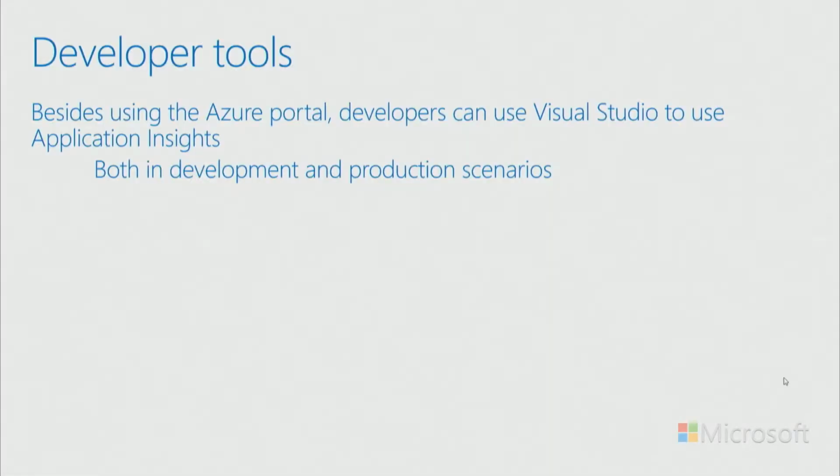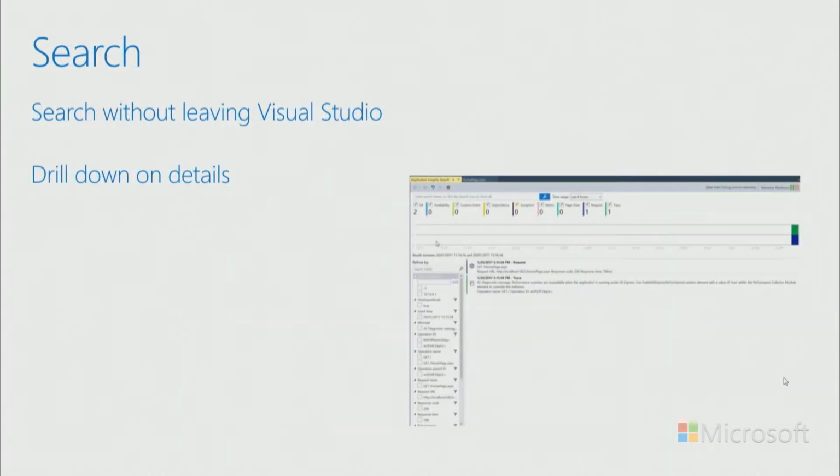So, besides using the Azure portal as we have seen, the developers can use Visual Studio to use Application Insights, both in development and in production scenarios, but mostly in development scenarios. So, right from Visual Studio, they can search the events, the event types, drill down the information on details and stuff like that, just using Visual Studio. So the same data that is available on the Azure portal is also available on Visual Studio directly to the instrumentation key to which the project is related to.